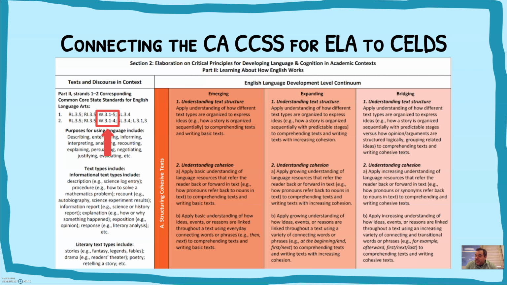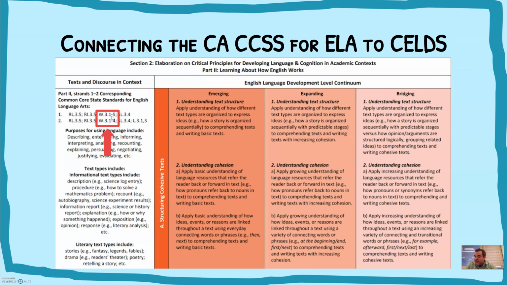So if we're sticking to Common Core State Standard W33, California ELD Standard 1 and 2 could also be used during ELD time to reinforce the previously mentioned Common Core state standard. So if we look over at the left side, we can see that Standard 1 and Standard 2 both meet California Common Core State Standard W33. Here is 1 through 5, so 3 is in there. Here is 1 through 4, so 3 is in there as well.